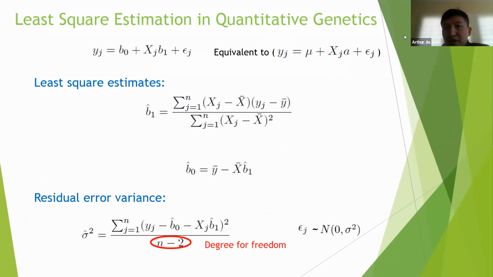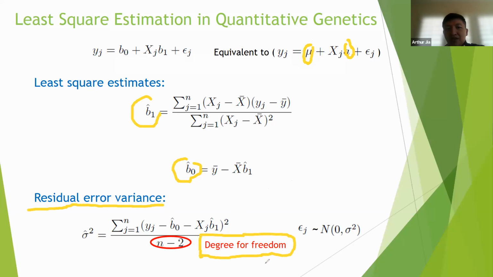Okay, so in this simple linear regression, we have two parameters, right? We need to estimate two parameters. One is the intercept and the other one is the slope. So if we translate back to our biological language, we want to estimate the midpoint and the additive effects in the backcross design. And in statistics, when you try to construct a test or calculate the residual error variance, you need to use this term, the degree of freedom.